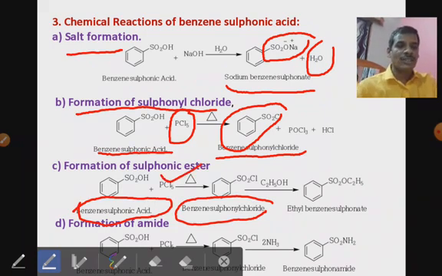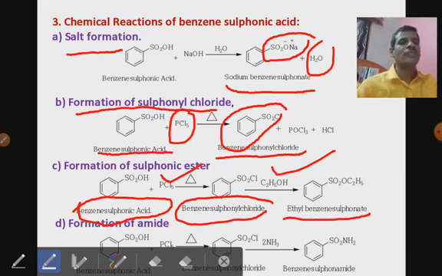First, sulfonyl chloride formation takes place, and this benzene sulfonyl chloride reacts with ethanol, and finally there is a formation of ethyl benzene sulfonate, which is nothing but the ester of the corresponding benzene sulfonic acid. This is the difference between a normal acid and sulfonic acid.